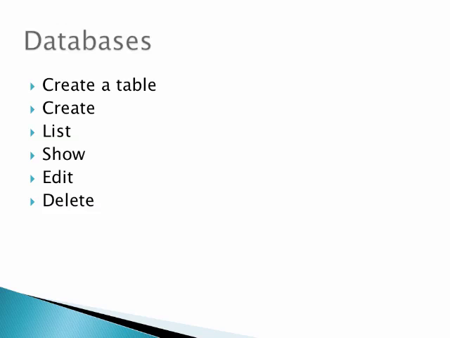The first thing that we'll learn how to do is how to create a table within a database. Then we'll learn how to create a row in a table. So a user would register and submit information from a form, and then we'll store that information into a table. Then we'll learn how to list out all of the rows within a table. Then we'll learn how to show a single row in a table, and then we'll learn how to edit a single row in a table, and finally we'll learn how to delete a row in a table.